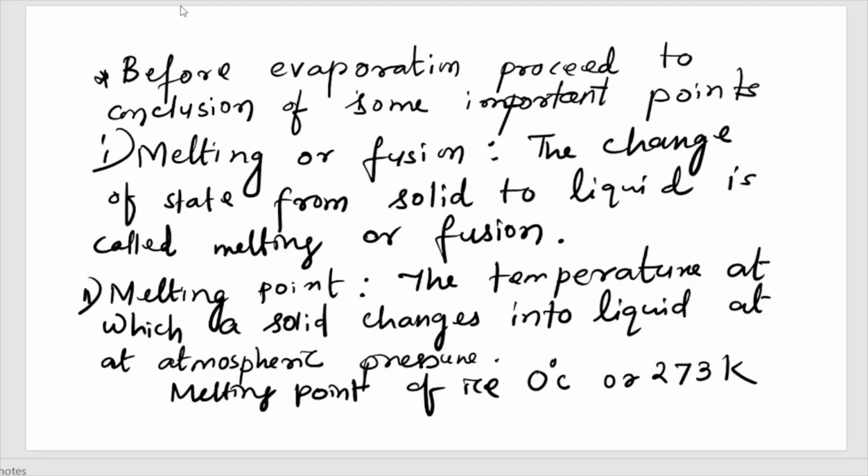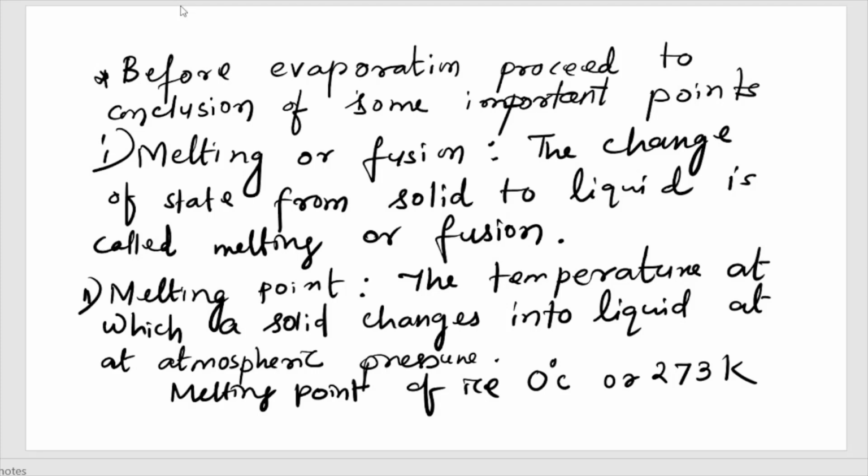Before proceeding to evaporation, let us note some important points. You should know the minimum definitions so that evaporation will be easy to understand. What is melting or fusion? The change of state from solid to liquid is called melting or fusion. When it melts, the distance between the particles increases. So the change of state from solid to liquid is called melting.